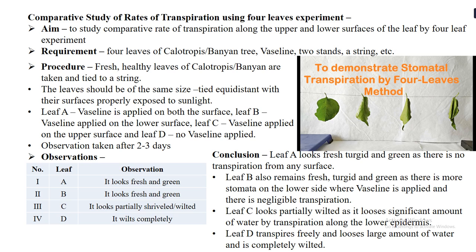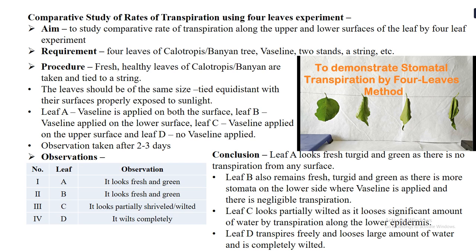The requirements are very simple. You need 4 leaves. It can be either of Calotropis or banyan tree leaf. Other than this, you need Vaseline. You need 2 stands so that you can attach a string onto these 2 stands. Coming to the procedure, the first thing that you do is you take fresh and healthy leaves of either Calotropis or banyan and then you tie them on the string.